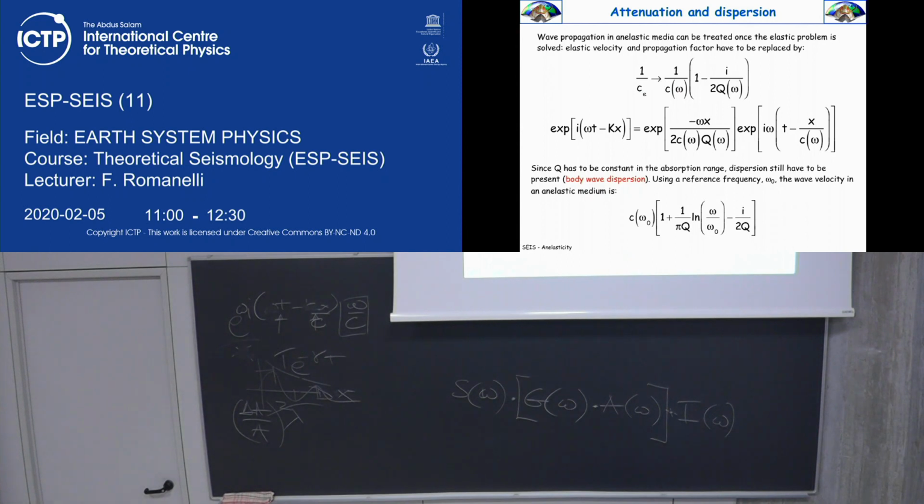Okay, the elastic one has to be replaced by the viscoelastic one. How to do that? Well, a real part and an imaginary part related to 1 over 2Q. The 2 is there because it's amplitude and Q is related to energy. So this expression becomes this. That's the new term. Okay? X over c is time, of course. If Q is infinite, okay, this will go back to the original expression. That's the summary.